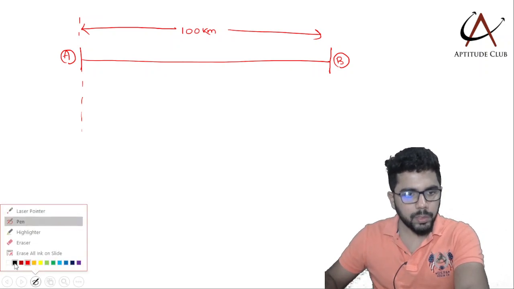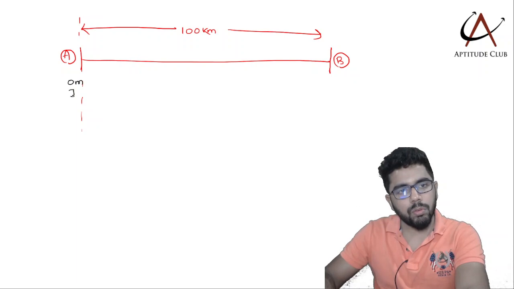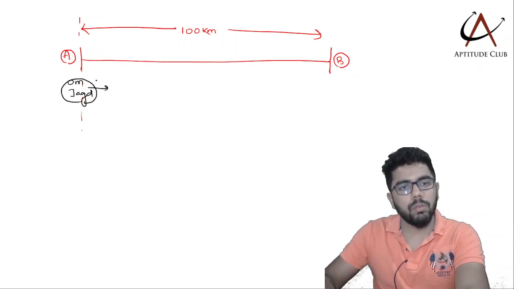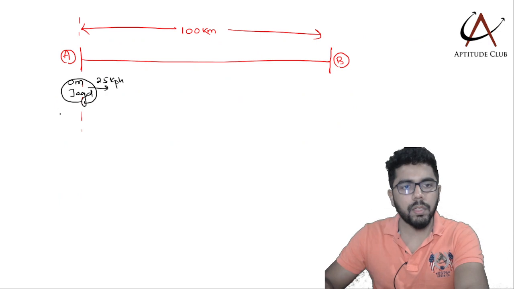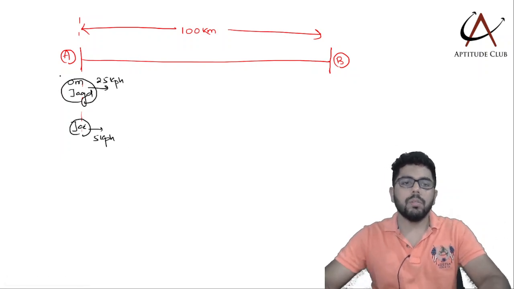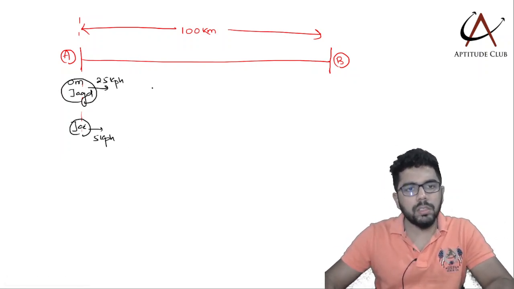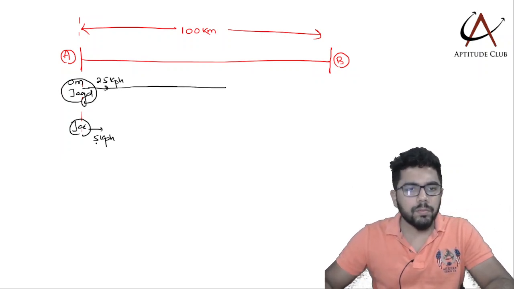So initially Om and Jagdish are going in their car, and the speed of the car is 25 kilometers per hour, and Jay is walking at a speed of 5 kilometers per hour. So naturally Om and Jagdish will reach a certain point earlier, and Jay will be slower.